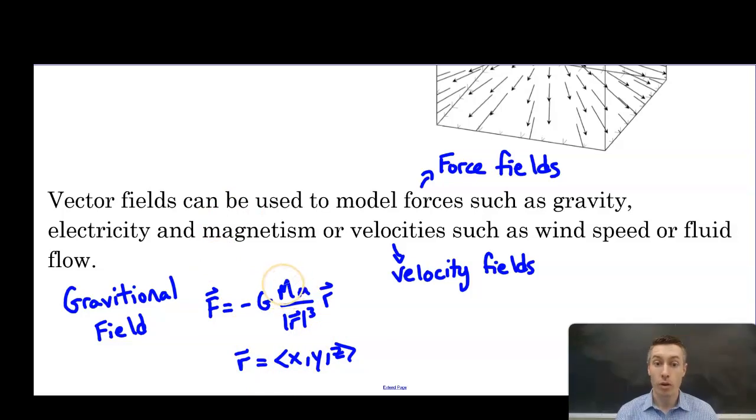Capital M is the mass of one of the objects, lowercase m is the mass of the other, and G is our gravitational constant. This creates the gravitational field, which is a vector field. So it's one of the more significant vector fields that you could study. So I just wanted to point that out in our notes.